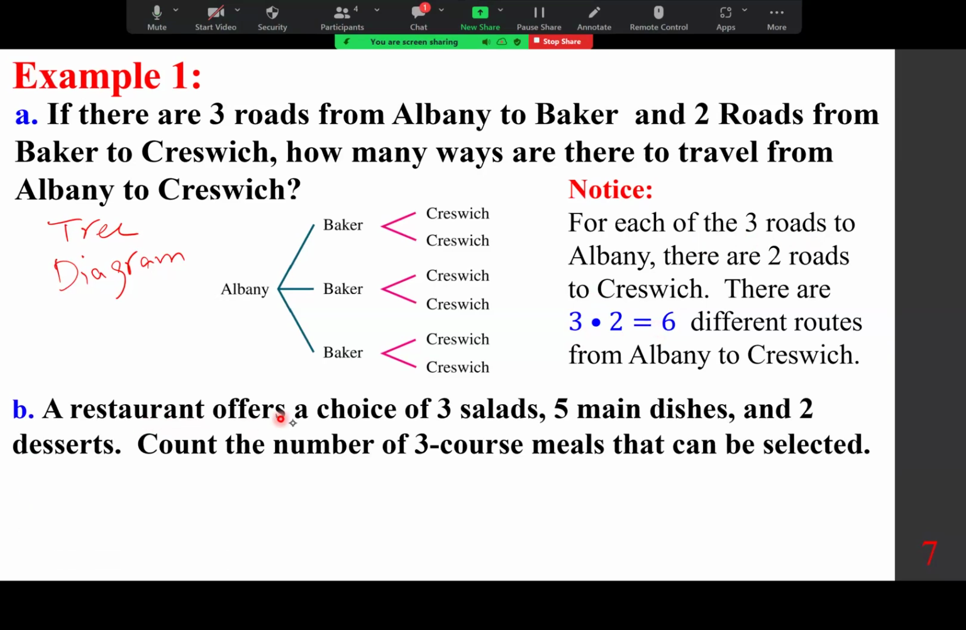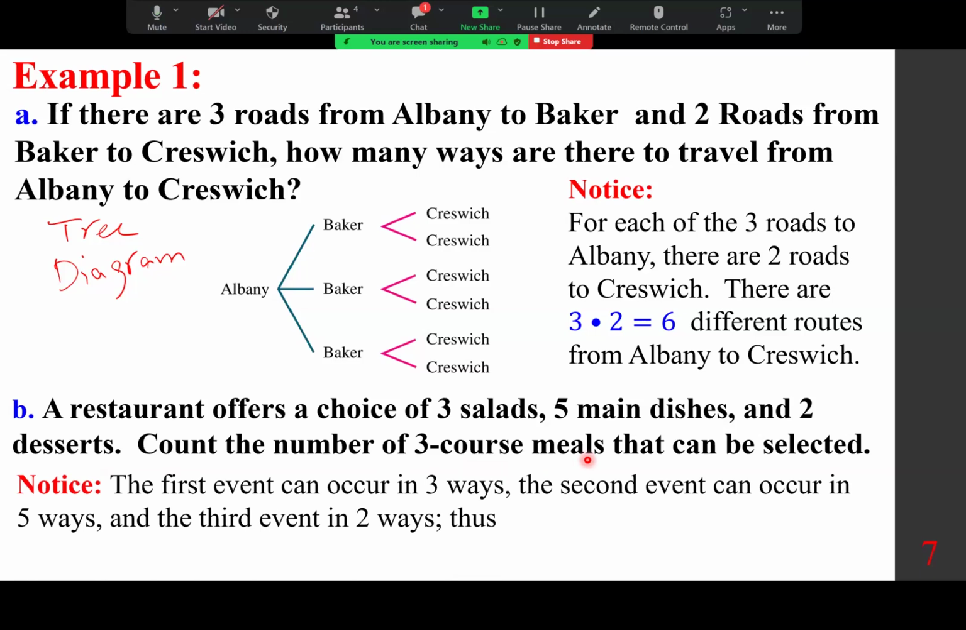A restaurant offers a choice of 3 salads, 5 main dishes, and 2 desserts. Count the number of 3-course meals that can be selected. The first event can occur 3 ways. That means 3 different salads.